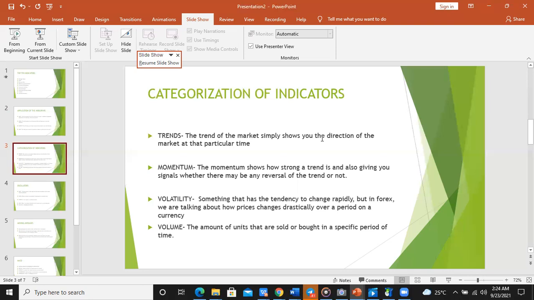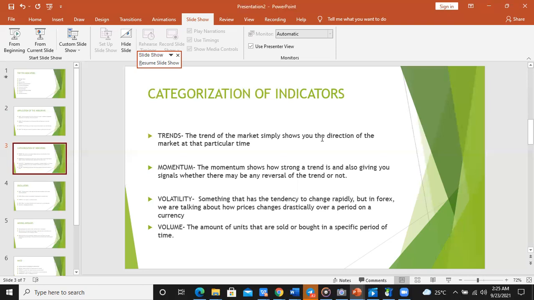So the indicator that you are coming to apply, is it coming to show you whether the market will still be in an upwards trend or downwards trend? You need to know. Then we have the volatility, something that has the tendency to change rapidly.